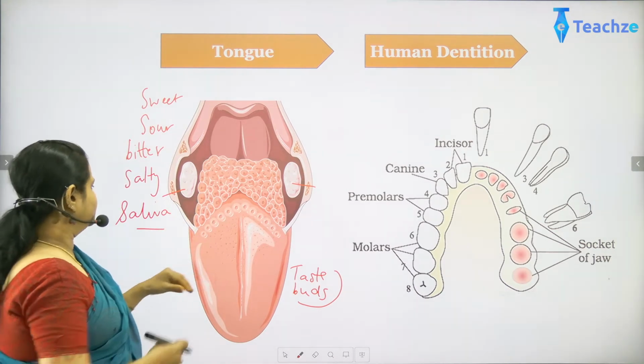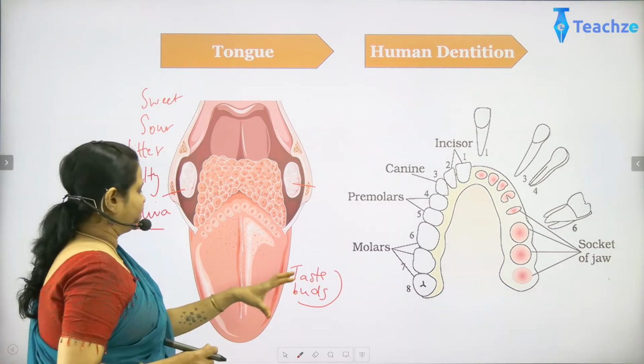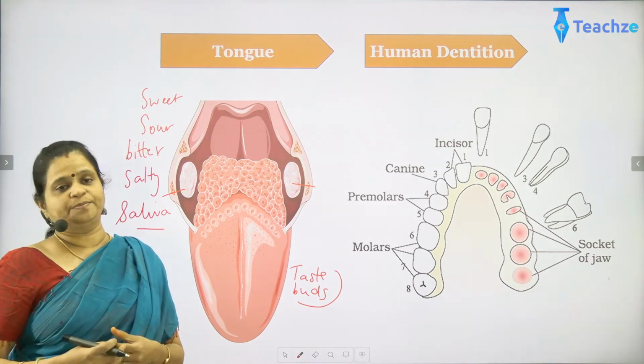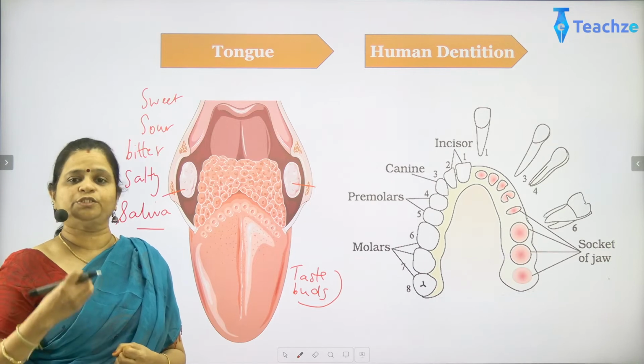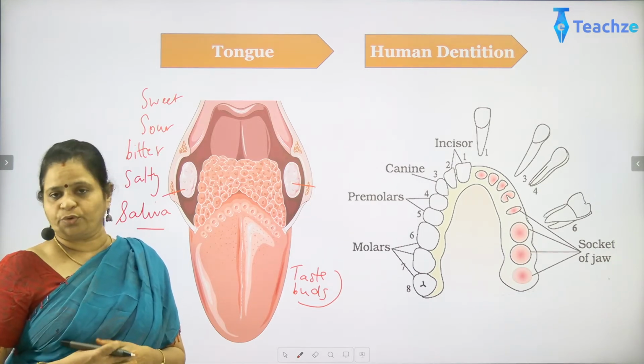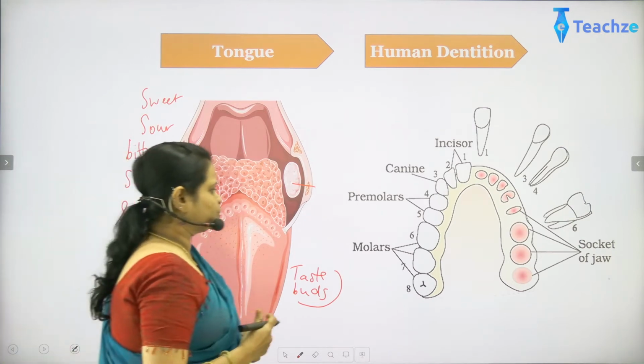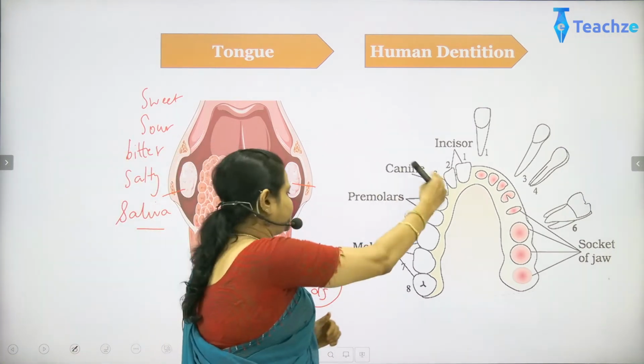Along with being used for the taste buds and as a mixing organ, the tongue also helps the food to be rolled up so that the chewed food is pushed through the throat region. Now, all these functions are for the tongue. Coming to the next one, that is the teeth.